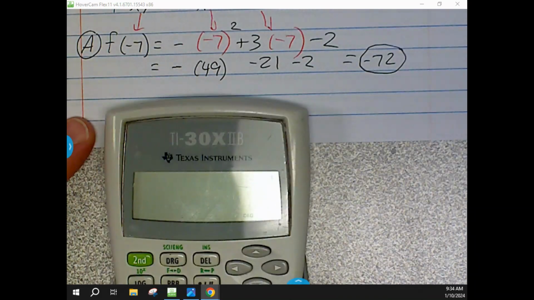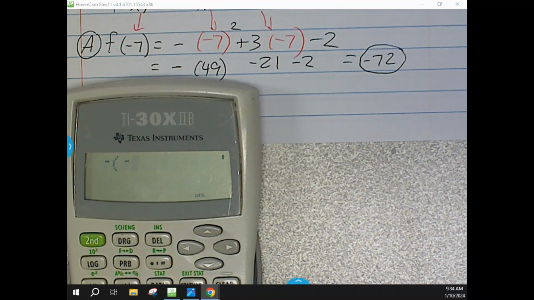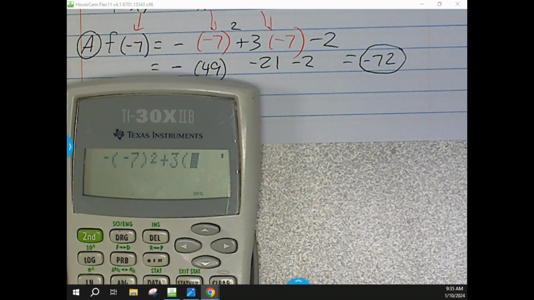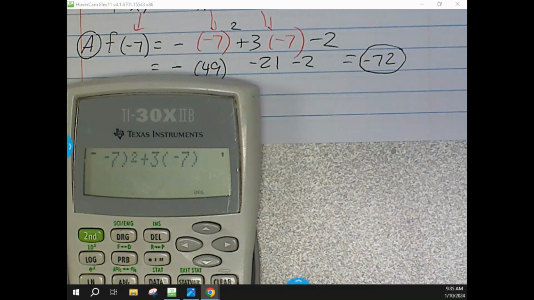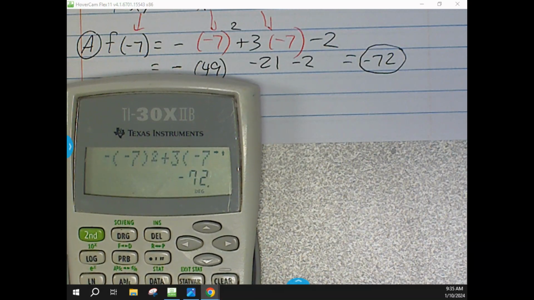So if we take that exact same number we got there and plug it back in our calculator, we're going to do minus, parentheses, negative 7, squared, plus 3 times negative 7, minus 2. We get negative 72.